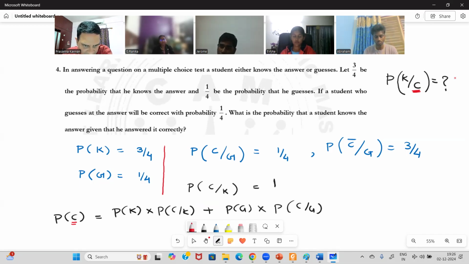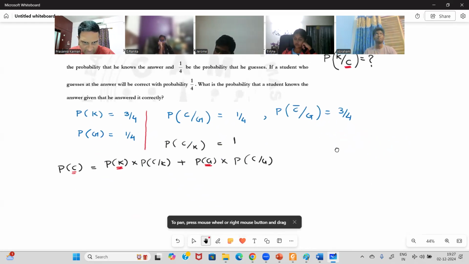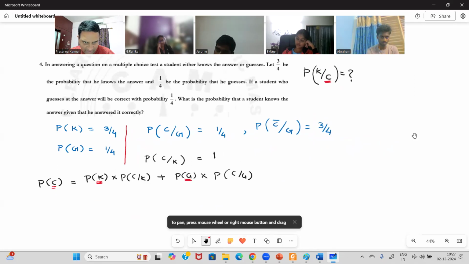What is the first possibility, Ranika? Either he gets the answer right. There is no question about it. The first possibility is he knows the answer. Either he knows the answer or he guesses the answer. That's the point. Is it clear? Yes, sir. Okay. So he knows the answer and he gets it right, or he guesses the answer and still he gets it right. Correct? Okay.